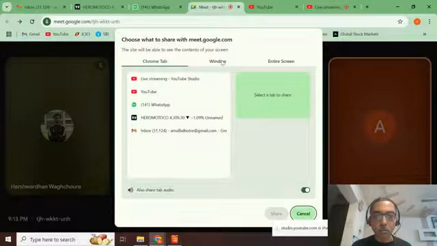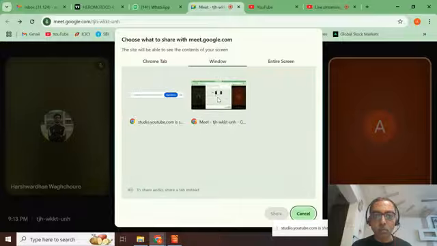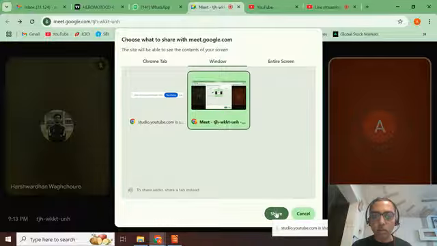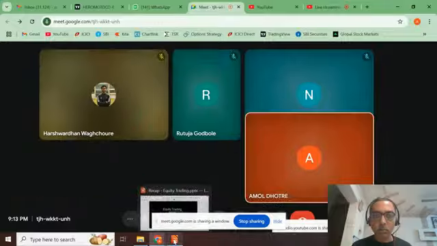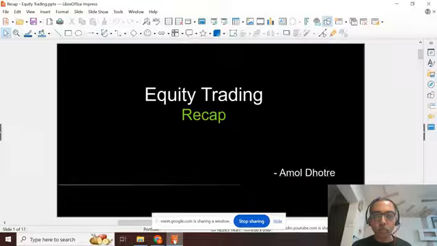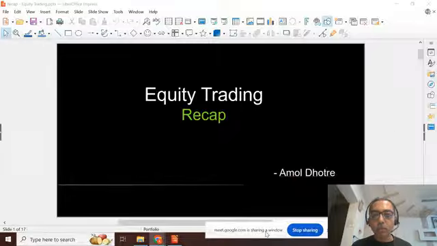Share window, not entire screen, but window. All right. So this session would be in English, okay? And I hope you are able to see my screen. Can anyone confirm?